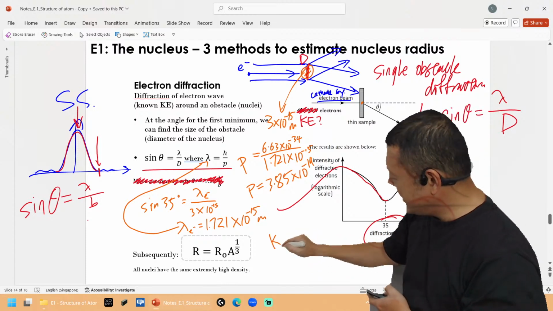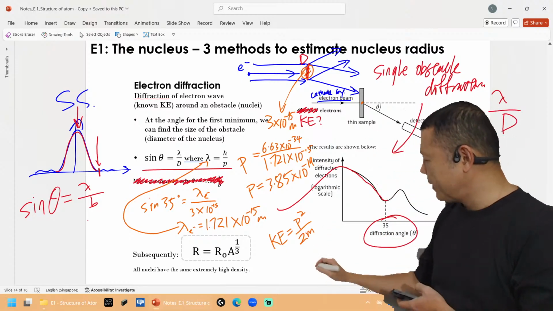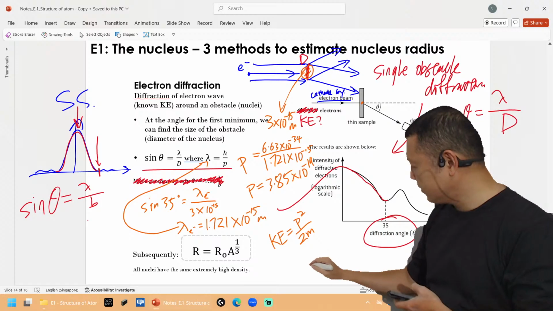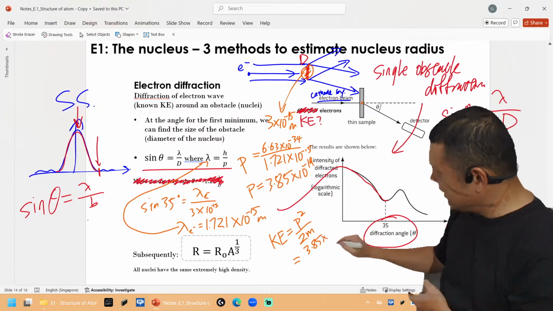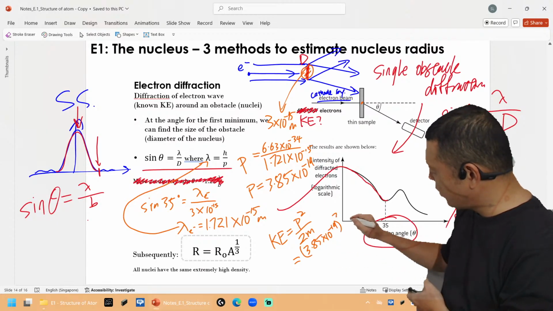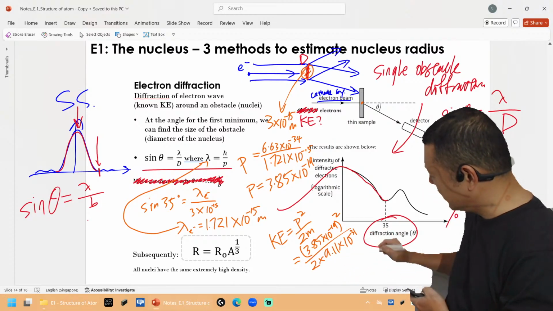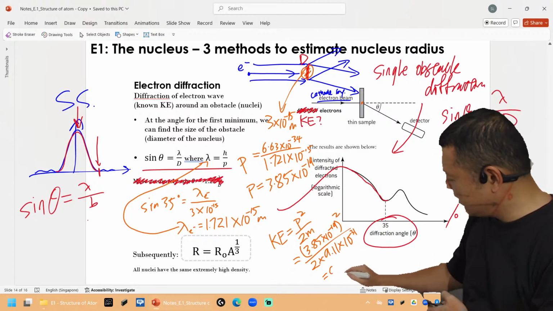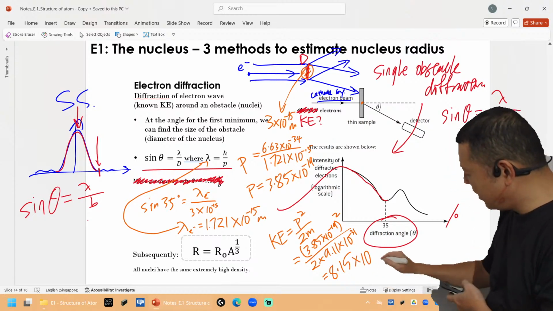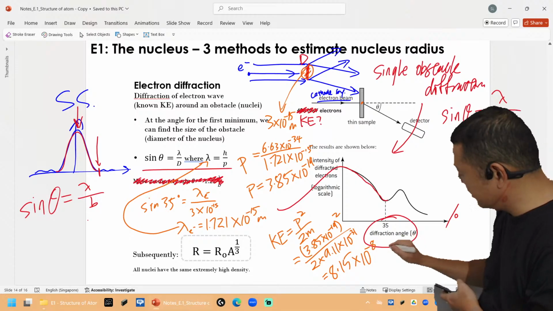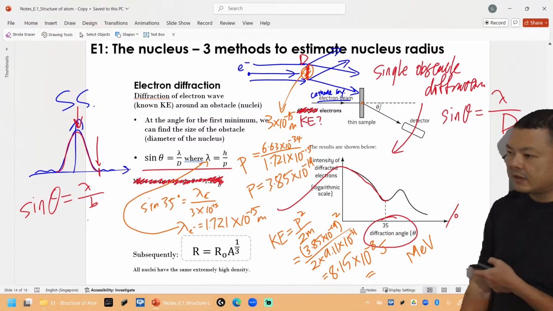And then Ke equals to P squared over 2m. Okay, so we have that one. So 3.85 times 10 to the power minus 19 squared over 2 times 9.11 times 10 to the power minus 31. Right? 8.15 times 10 to the power of minus 8 joules, but I want it in mega electron volts. Give it to me in mega electron volts.